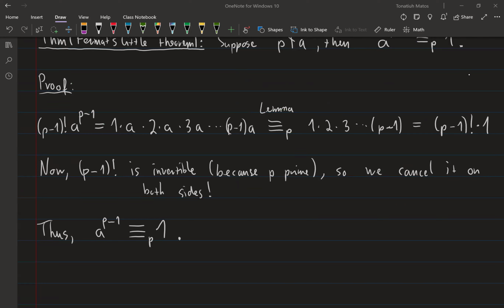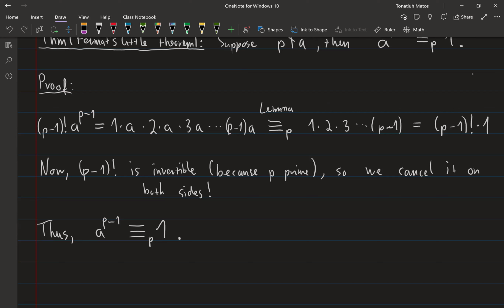How did we cancel p minus 1 factorial? So p minus 1 factorial is definitely not 0, right? Because 0 is not a factor of that product. So p minus 1 factorial is non-zero, therefore it is invertible, and I can just cancel it on both sides. I don't really care what the inverse is, even though I could tell you explicitly what the inverse of p minus 1 factorial is. It is -1. But that doesn't matter.